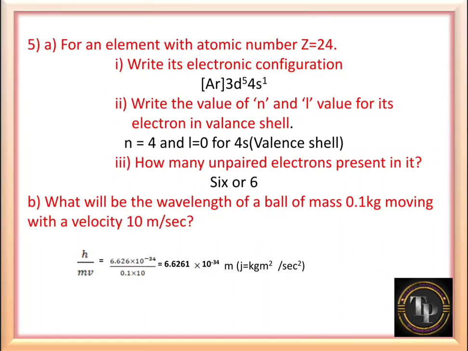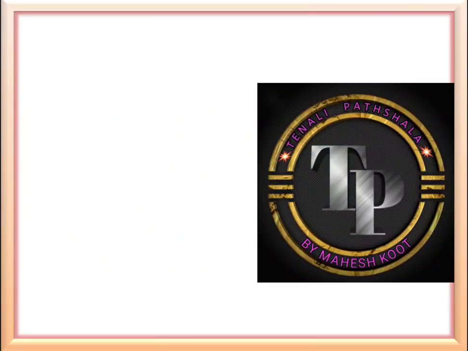If you convert into the joule also, they are asking wavelength. This is the wavelength, lambda is equal to h by mv. You have to make the formula h by mv, and put the values, you will get the answers. I hope you follow this. This is from de Broglie's equation we got. Remember, guys. So I hope this video is helpful to you guys.